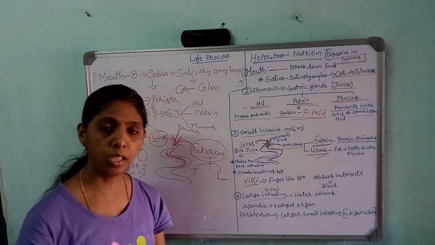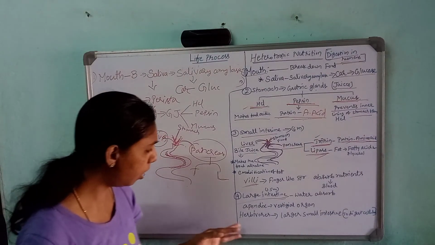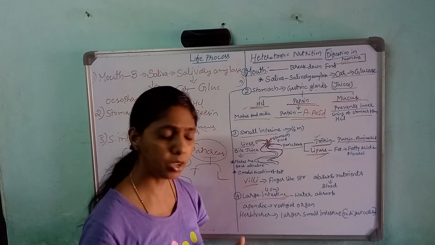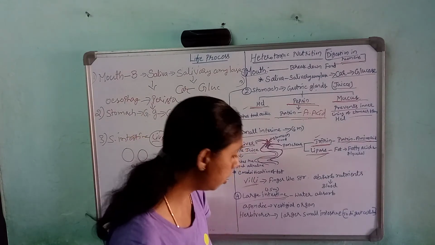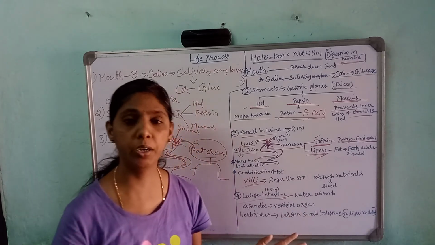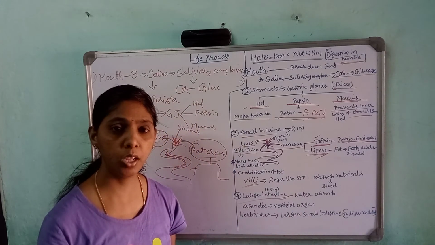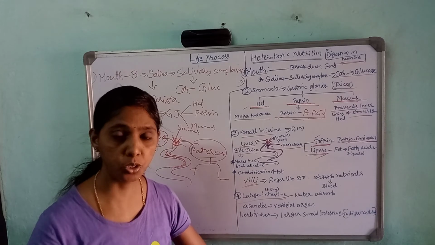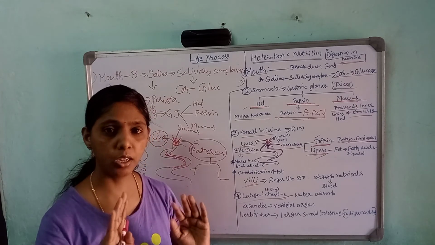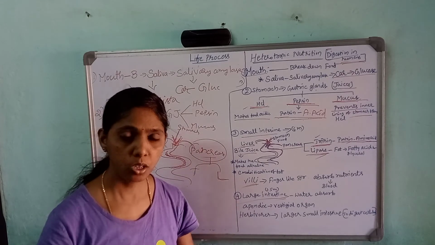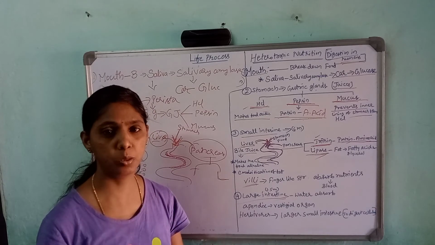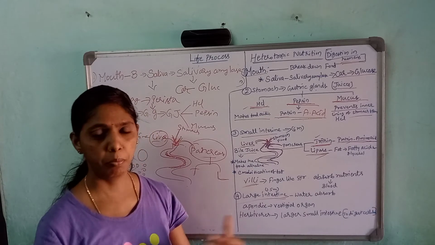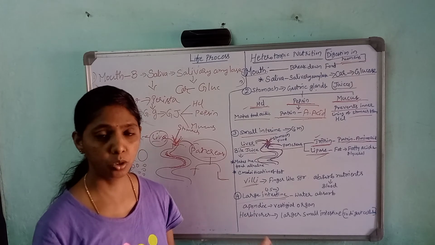Here they have asked about herbivores. The size of the small intestine in herbivores is large. What is the reason, they ask. In our body the size of the small intestine is small, but in herbivores like cows it is large.